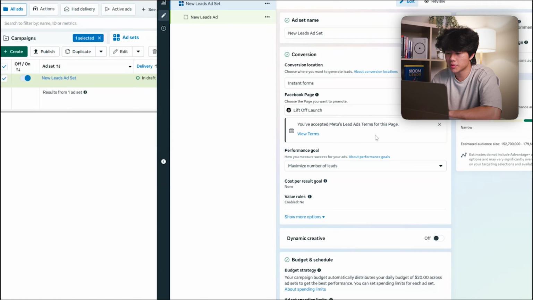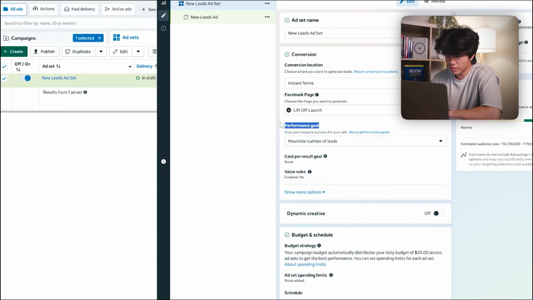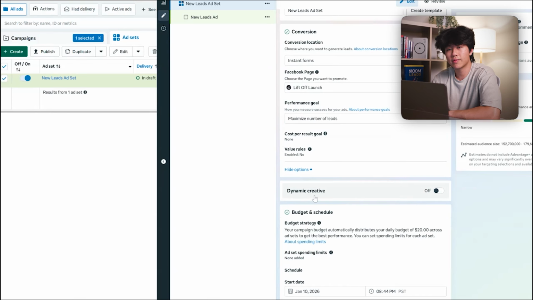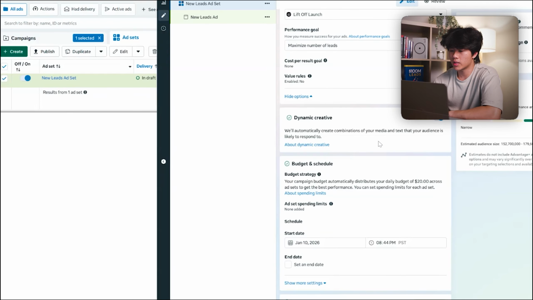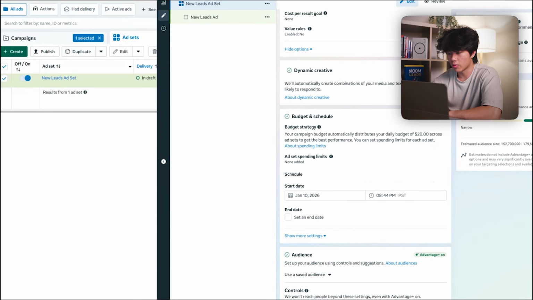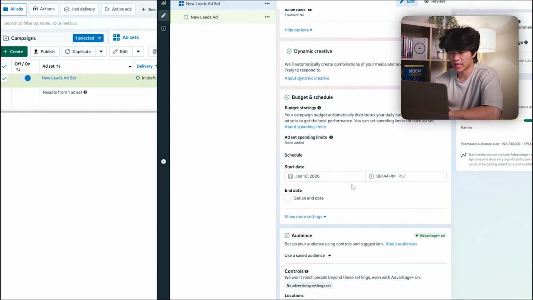We want to choose our Facebook page. For example, it's just going to be Liftoff Launch here. That's one of our clients. So for performance, we want to maximize the number of leads. For cost per result goal, we don't have to worry about that. Value rules as well, don't have to worry about that. This is very important. Dynamic creative, make sure we turn this on, because with the new Facebook algorithm, we'll be able to take advantage of Andromeda even better with dynamic creative on. So for budget and schedule, we don't have to really worry about this, right? It's just really about the start date.